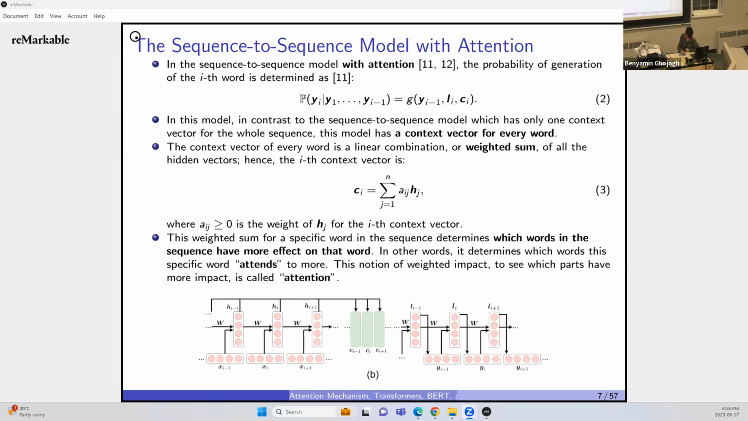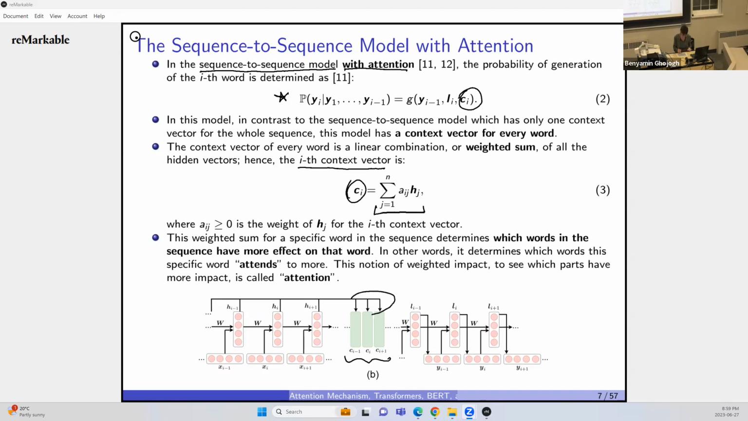However, assume we have a sequence to sequence model, this time with attention. What happens? Here we have something similar to before. However, the difference is that C became Ci. What do I mean? I now have n context vectors, not just one context vector. And the ith context vector is a linear combination of all of the hidden states in the encoder.